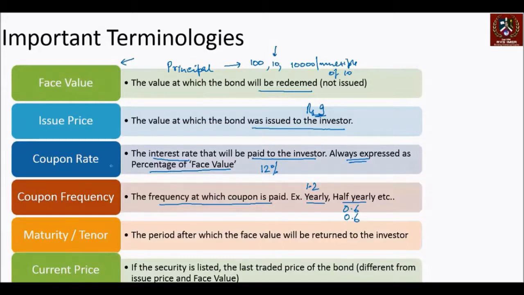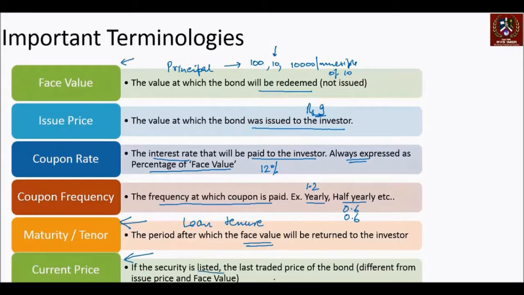Then we have this term called maturity or tenure of the bond, which is the period after which the face value will be returned. In other words, the loan tenure is what we are looking at. That's the maturity or tenure. And finally, the current price.